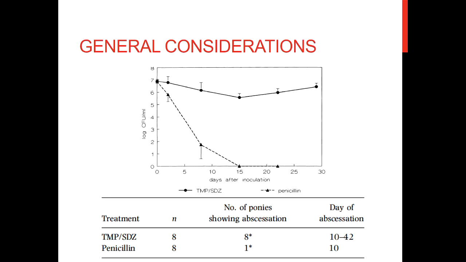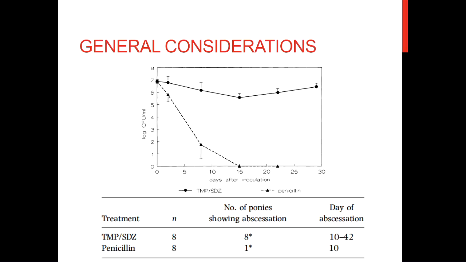This is a study in ponies where they implanted tissue chambers under the skin. And in those tissue chambers, they inoculated them with strep zo. And that strep zo isolate was highly susceptible to both TMS and penicillin. Okay? What you notice is that by 30 days after inoculation, the group that was given TMS still have a relatively high level of bacteria in those tissue chambers. Compared to the penicillin group, within 15 days, there's no bacteria there at all.